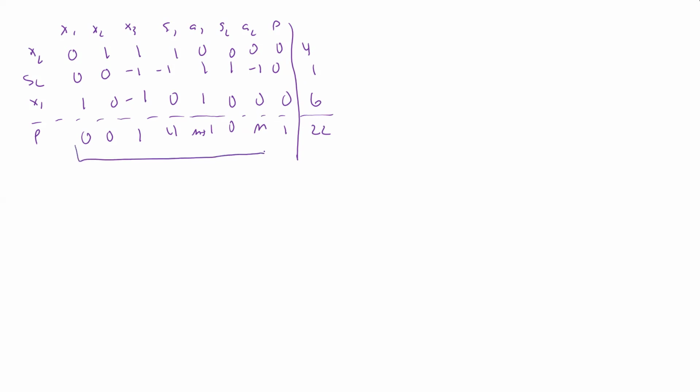Now, look, all positive. So we stop. And what does that tell us? Well, it says that the max P is equal to 22. And x1 equals 6. X2 equals 4. And x3 equals 0. And we have S2 equal to 1, so that was our surplus variable. So surplus is equal to 1, but this is really the solution to our problem.